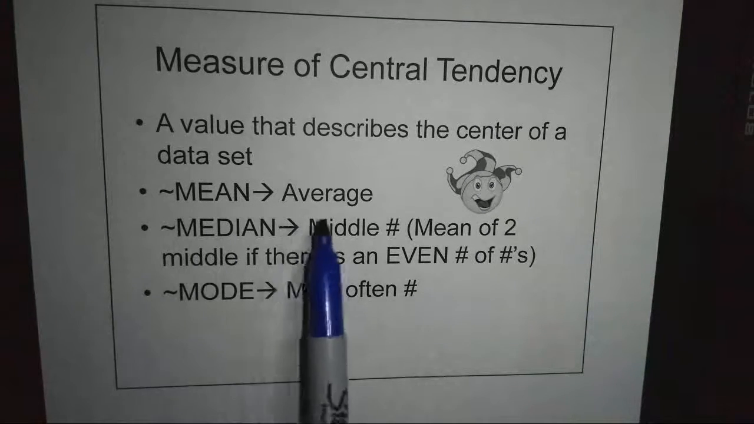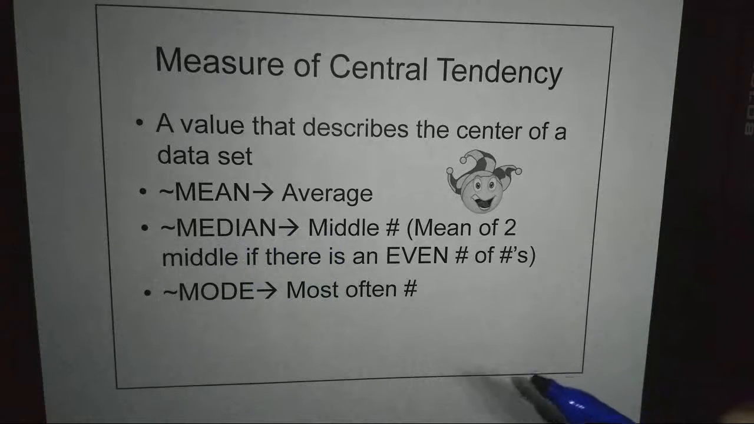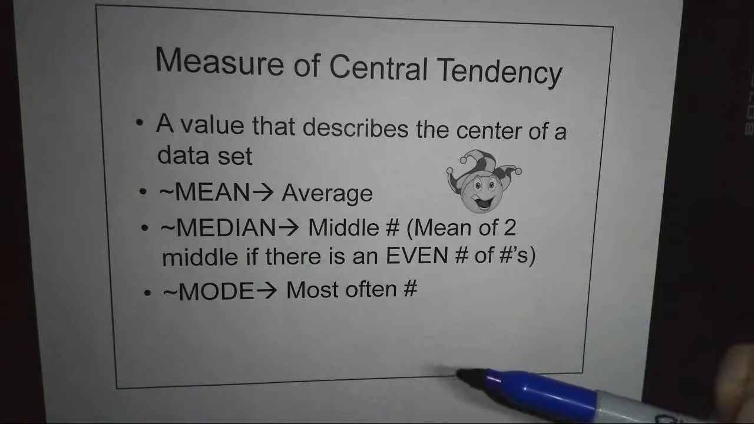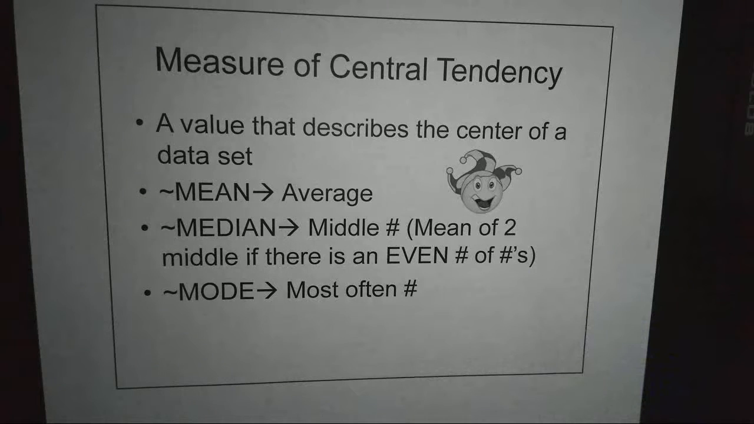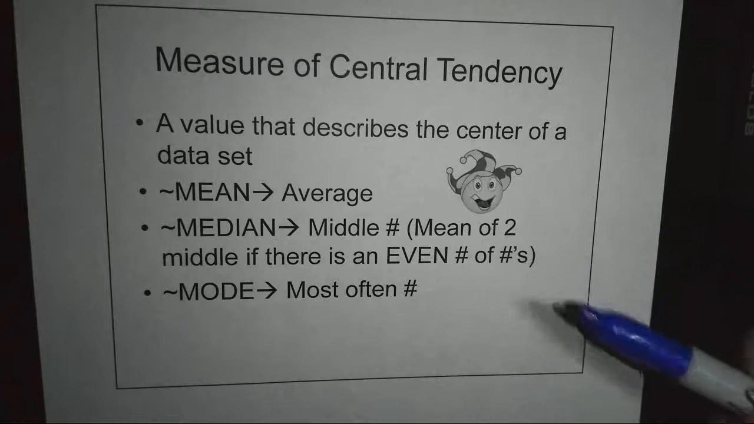That's stuff like mean, median, and mode. So the mean is just the average. You add up all the numbers, and then you divide by how many there are to get the mean. The median is the middle number. That means that you line up all the numbers in order and you cross off the first and the last until you're left with just one. Or, if you're left with two in the middle, you find the average of those two.